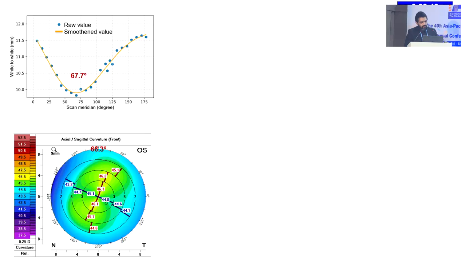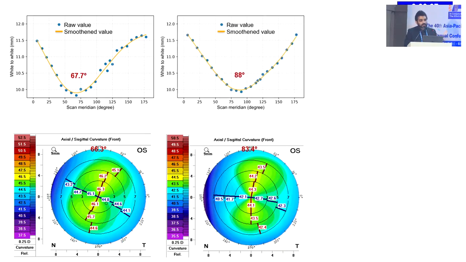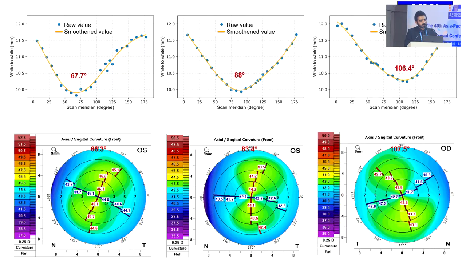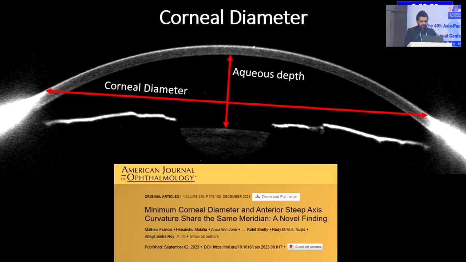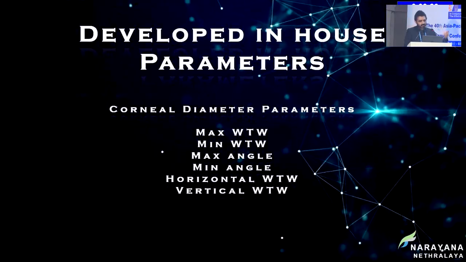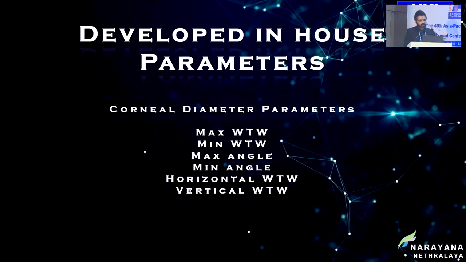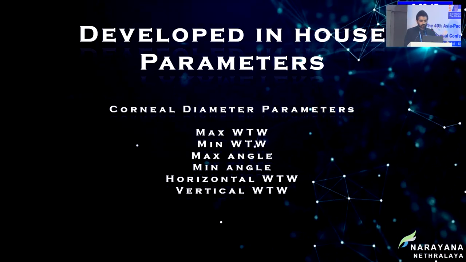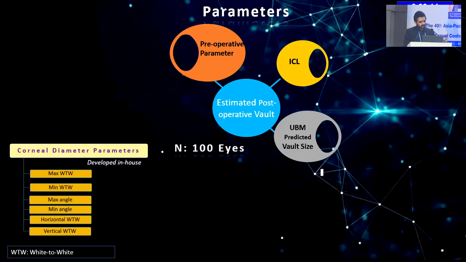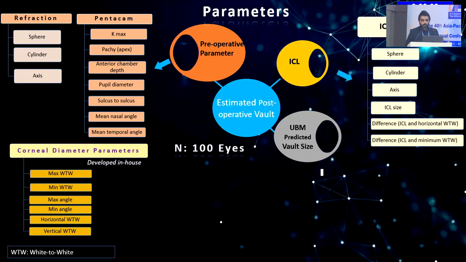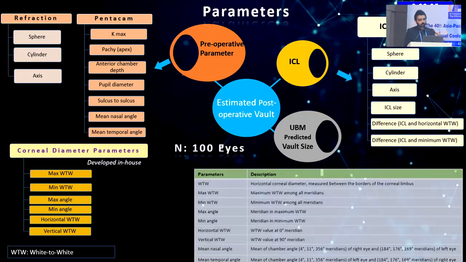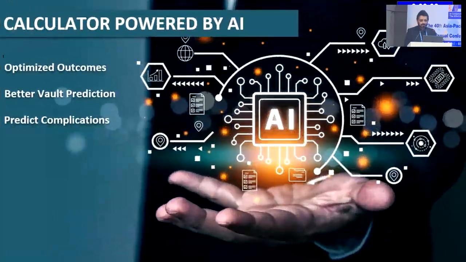What was interesting was we found something, more of an incidental finding, that the shortest wide to wide correlated perfectly with the axis of the astigmatism. That is a very interesting accidental finding, and this is something that we even published. Anyway, moving forward, in a very similar way, we got all these values: the max and minimum wide to wide, max and minimum angle, horizontal wide to wide, and vertical wide to wide. Now we took all these data, also other parameters of the Pentacam, refraction, ICL parameters, UBM vault size, all of this, and we put it into AI, and then we found something very interesting.